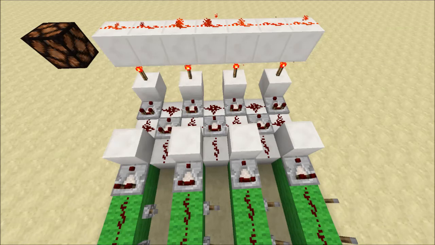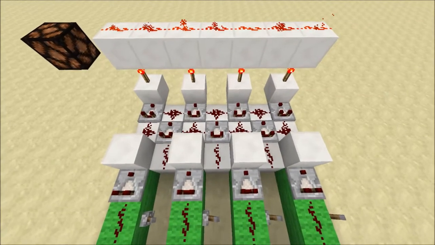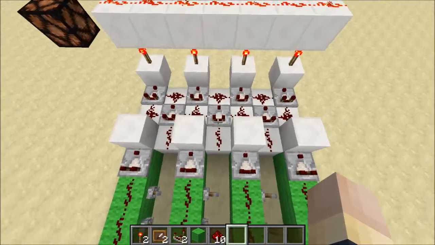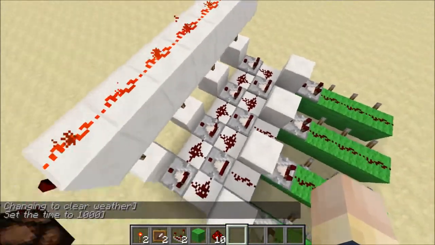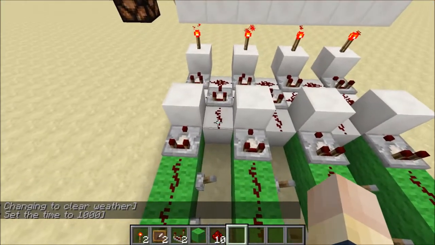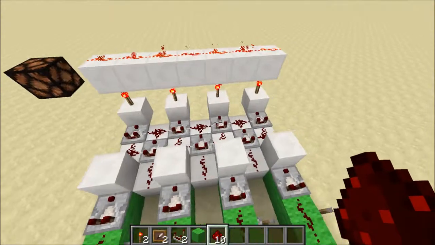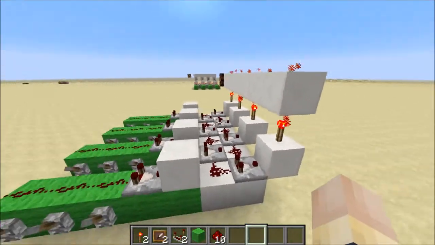None of these comparators are on subtraction mode. Unlike the other one where both comparators are on subtraction mode, none of these ones are. And that's the pattern right there. All the logic is being taken care of with this layout, and this just goes into a large AND gate. Don't forget about this redstone right here. For some reason, every time I build this, I always forget to put that down. But yeah, very interesting.